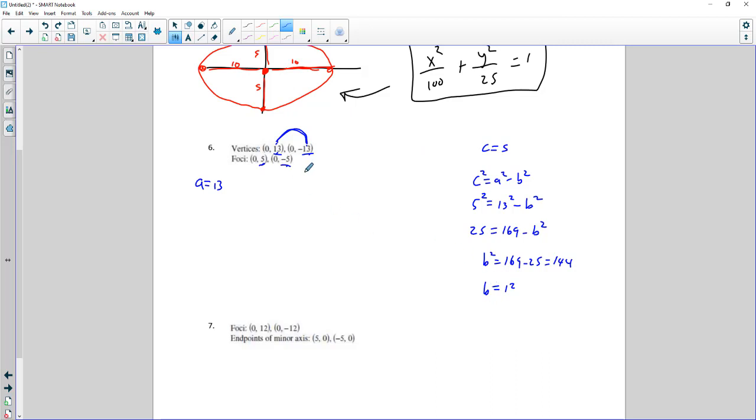So I'm just making the equation. I'm not trying to draw it, but let's draw it anyway, just to show you. I'm centered still at 0, 0. My vertices are 13 and negative 13. So let's say this is negative 13 and this is 13.